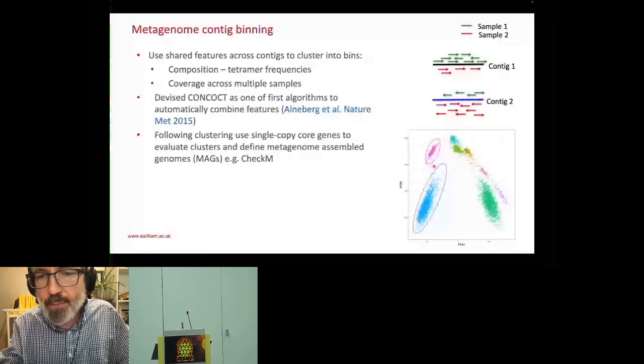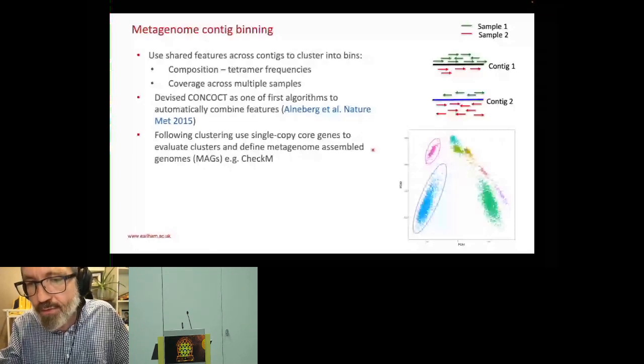Now, when you've built your bins, you want to evaluate them. And here we'd use single copy core genes. These are sets of genes that we know are present in all prokaryotic genomes with just a single copy. So the fraction of those genes you observe gives you a sense of the completeness of the bin, and the number that are in multiple copies tell you about the contamination.